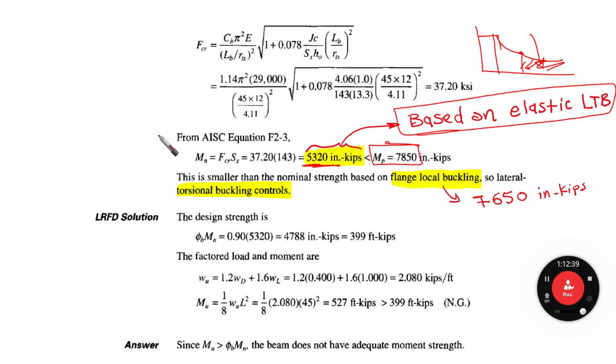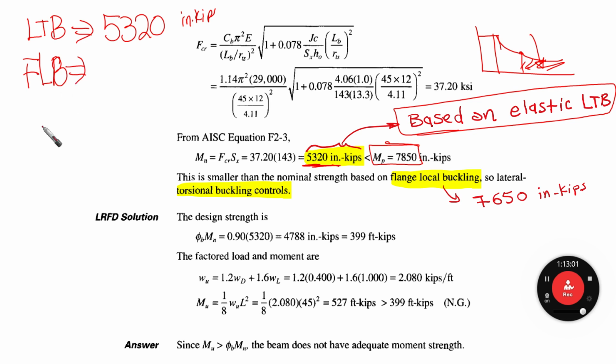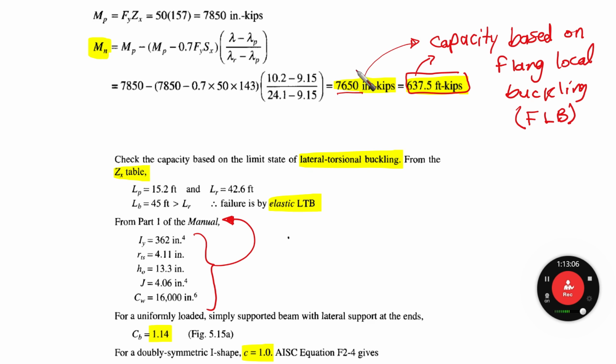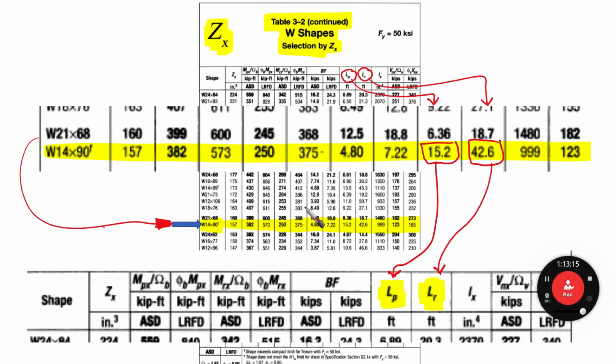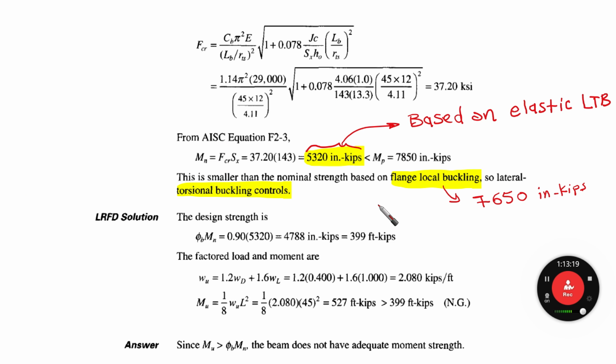Okay, so now let's check for lateral torsional buckling. For lateral torsional buckling, the capacity is 5,003 inch kips. It is inch kips here. And for flange local buckling, let's go back and see. Flange local buckling, it was 7,660. Okay, and for the elastic lateral torsional buckling, it is 5,300 something. Here it is 7,000, here it is 5,000. So based on this, lateral torsional buckling is controlling. This value is going to control.